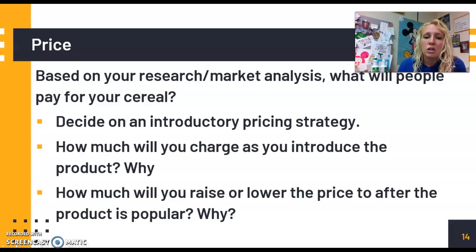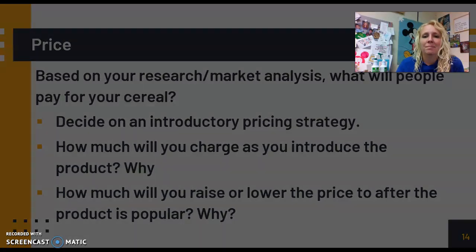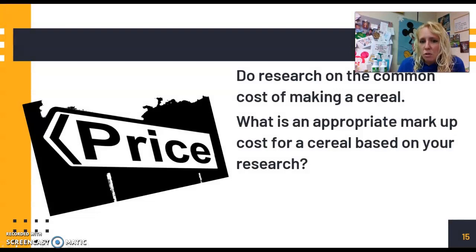How much will you charge as you introduce the product and why? And then how much will you raise or lower the price after it becomes popular? And then again, why? So do some research on the common cost of cereal in the market, and then what is an appropriate markup cost for your cereal based on this research? Do you think you should charge the same amount? Do you think you should charge more or less because your cereal is special?